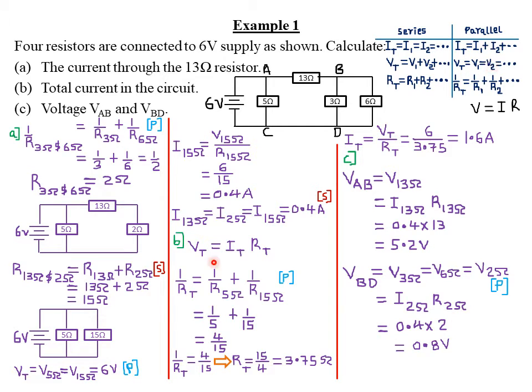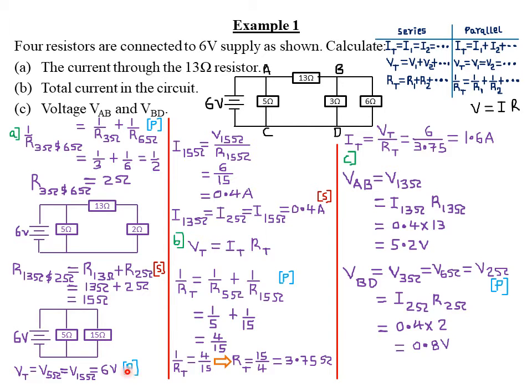So that simply means that the voltage through the 6 ohm resistor is equal to the voltage through the 5 ohm resistor, which is also equal to the voltage through the 15 ohm resistor. That's why we say that V total, which is the 6 volts, is equal to the voltage through the 5 ohm resistor, which is equal to the voltage through the 15 ohm resistor.